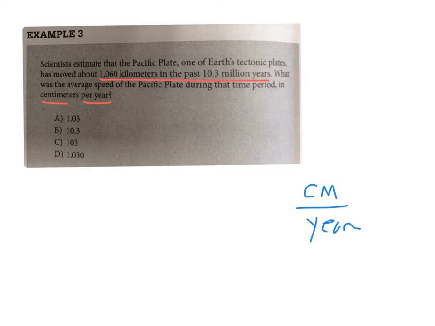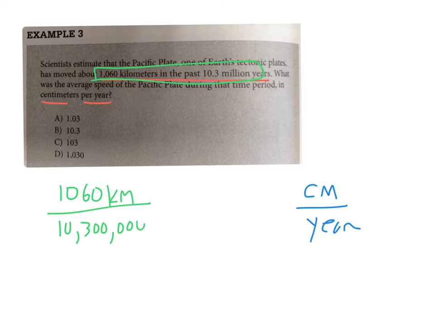So what do I have going on? Well, the question says it moved 1,060 kilometers for 10.3 million years. So what I'm going to do is I'm just going to take the 10.3 million and write that as a number. So that's 10,300,000 years. But what I need to do is I need to convert this kilometers into centimeters.